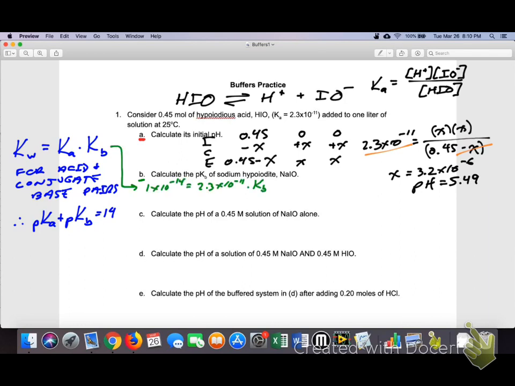And so at 25 degrees Celsius, Kw is 1 times 10 to the negative 14. And so that equals the Ka, 2.3 times 10 to the negative 11, times Kb. So just divide both sides by that Ka, and that gives me a Kb of 4.3 times 10 to the negative 4. And negative log of that number gives me the pKb of 3.36. Alternatively, I could have jumped straight to taking the Ka and finding the pKa, which is negative log of 2.3 times 10 to the negative 11, which is 10.64, which we're going to use again in a second as well. Subtract that from 14, and I get 3.36.